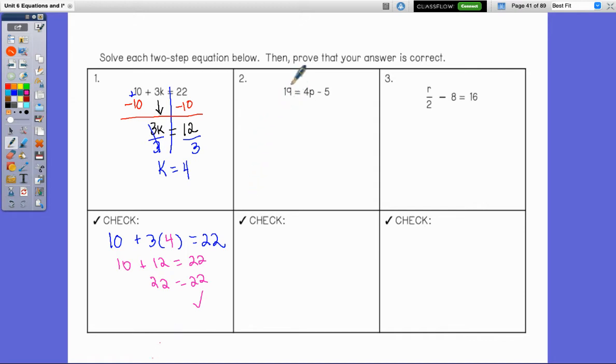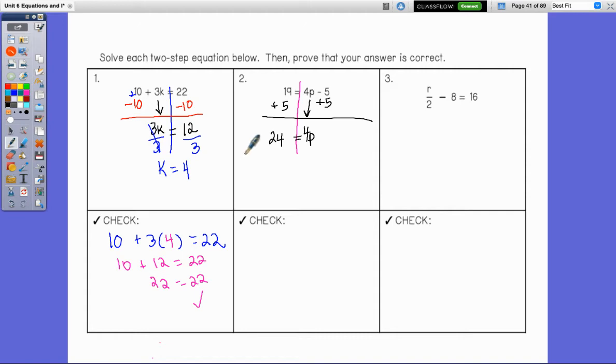Now this time, they put the equals first, but you know what? It's the same thing. So I'm going to draw my line down the equal sign. 19 equals 4p minus 5. First thing I'm going to do is find my inverse operation. The opposite of subtraction is addition. So I'm going to add 5 to both sides. Bring down my coefficient and my variable, and I get 19 plus 5 is 24.